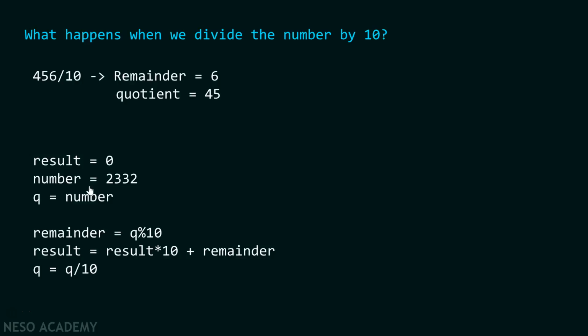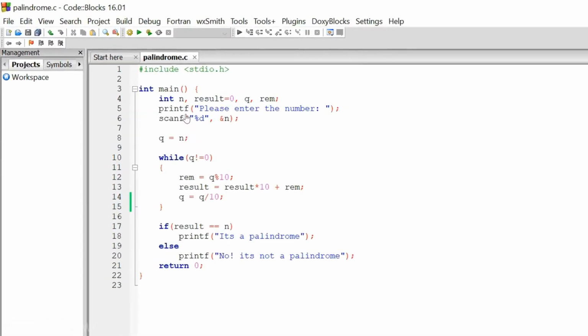Now let's see how to code this particular logic. Here you can see I have one printf function, and inside this printf function I'm printing please enter the number. That means I'm asking the user to please enter the number. After that we simply accept the input from the user. Then we put this inside the q variable and we put this whole logic inside the while loop.